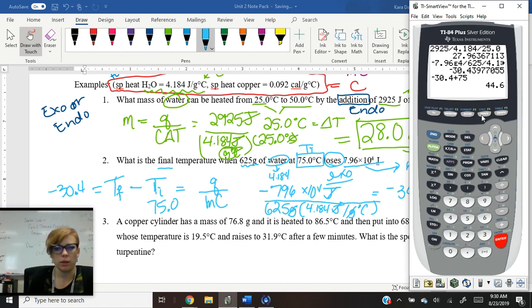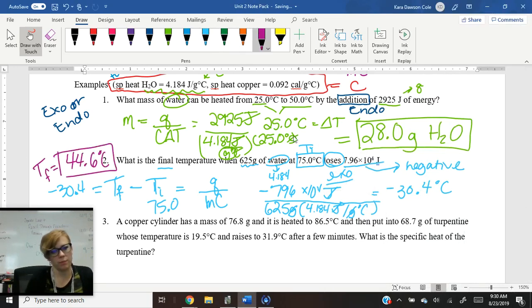And that gives me 44.6. So my final temperature is 44.6 degrees Celsius. My second question is in 2 parts. I have to solve for this part first, which is my change in temperature, my delta T. I set that equal to my T final minus my T initial. I plug in my T initial, and then I can solve for my final temperature.